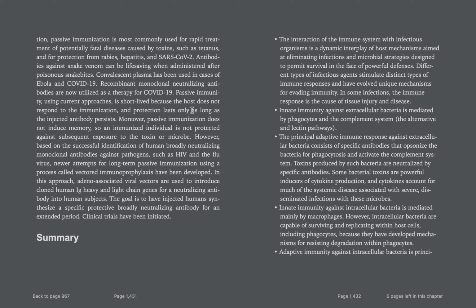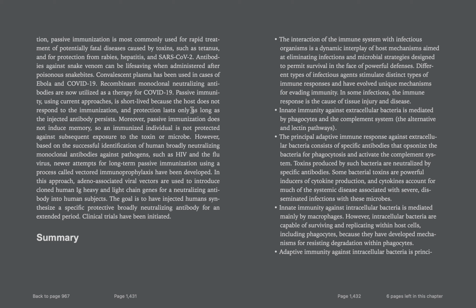So, in summary, we have been studying this topic, and the summary is: the interaction of the immune system with infectious organisms is a dynamic interplay of host mechanisms aimed at eliminating infections and microbial strategies designed to permit survival in the face of powerful defense. Different types of infectious agents stimulate distinct types of immune response and have evolved unique mechanisms for evading immunity. In some infections, the immune response is the cause of tissue injury and disease.